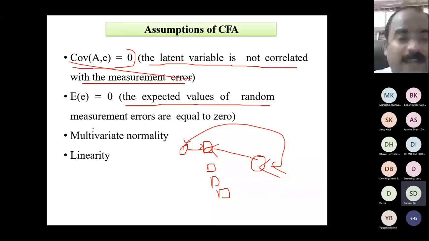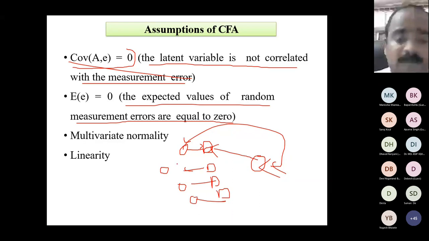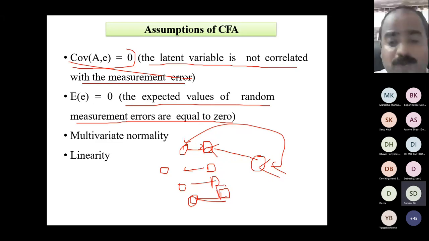The expected value of random measurement error is equal to zero. That means all the measurement errors are equal to zero, randomly distributed, randomly. If a particular measurement error is heavily loaded on this, that means this particular variable or item has been biased while you are collecting the data.